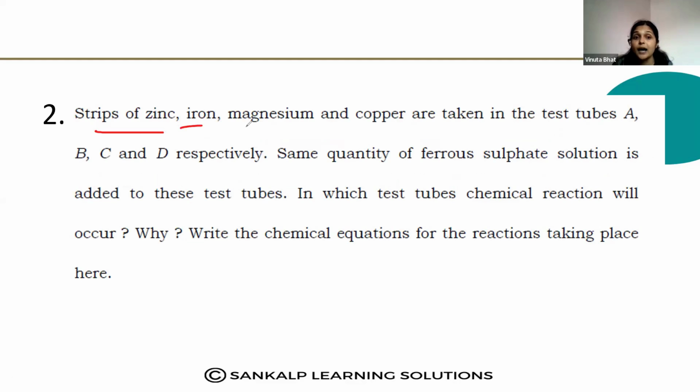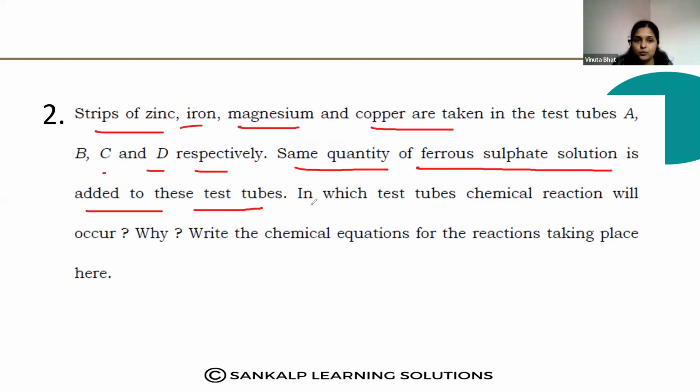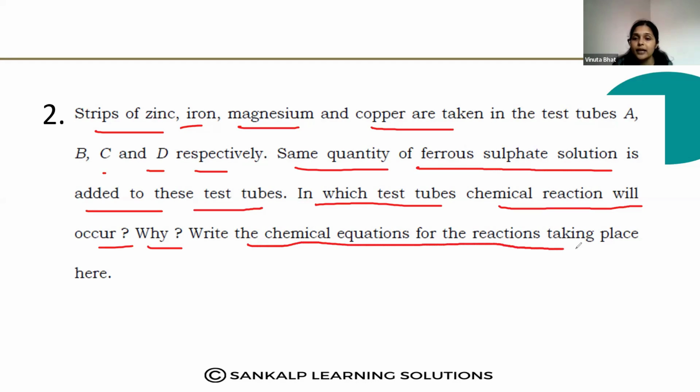Tips of zinc, iron, magnesium and copper are taken in test tubes A, B, C and D respectively. The same quantity of ferrous sulfate solution is added to these test tubes. In which test tube will the chemical reactions occur? Why? Write the chemical equation for the reactions taking place here. First you have to note down the question.